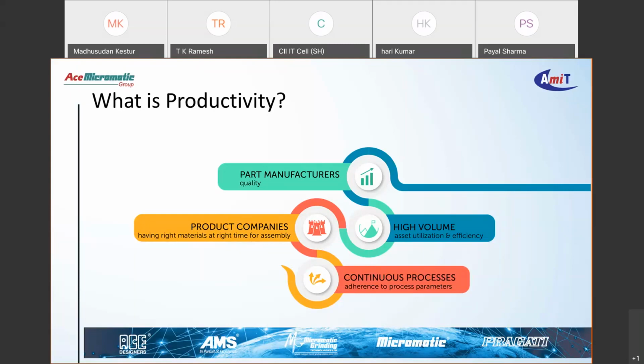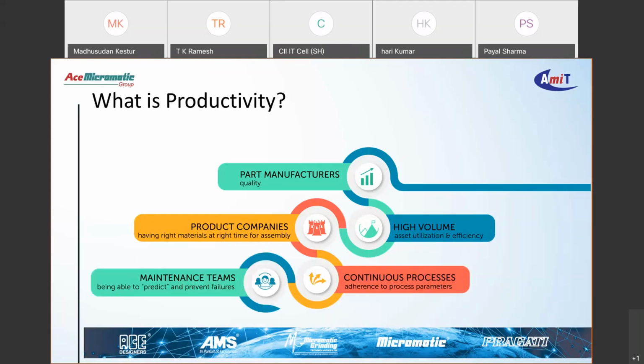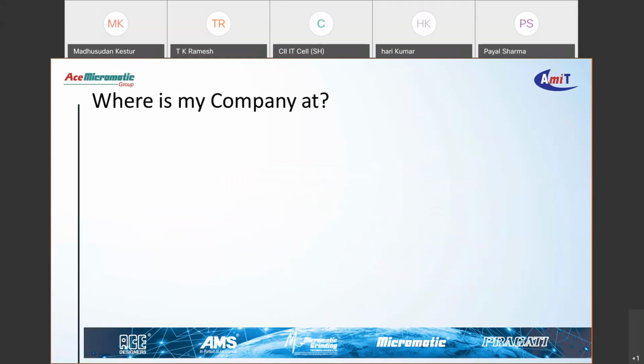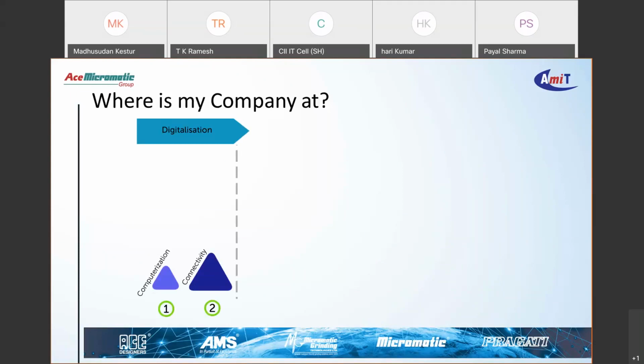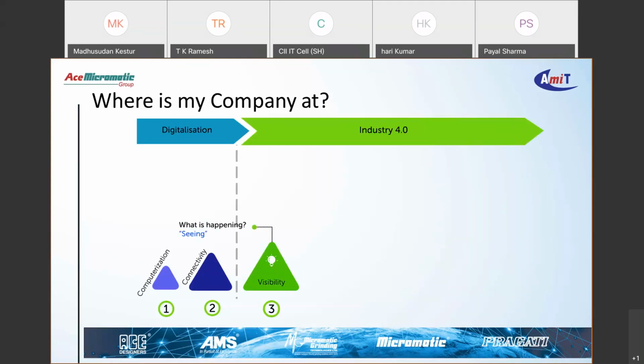Each customer or each segment may have their own perspective on productivity, but when we say improvement in productivity, ultimately it should result in bottom line, increase in profits. So that is what a customer will look for. So we start with baselining the company. Our customers generally have passed these two phases of 1 and 2, where computerization has happened and they have connected all the systems. There is some connectivity already established within the company. The digitalization phase is over, and then that is where you start getting into Industry 4 phase.